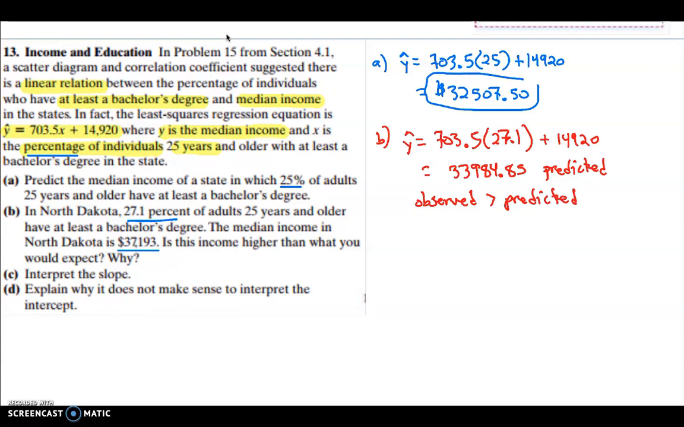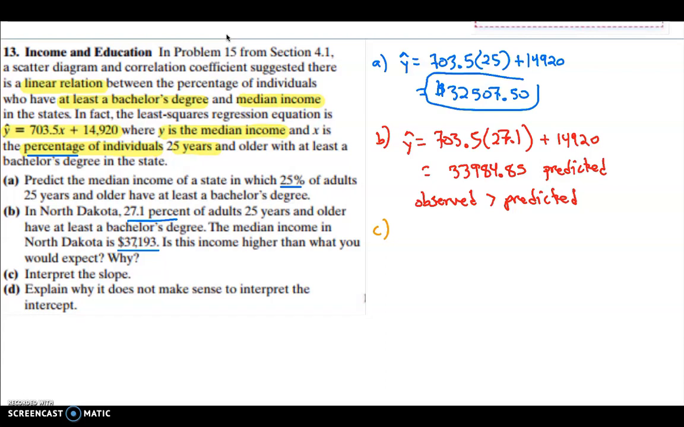So the value of 37,193 is quite a bit higher than we predicted. One possible reason is that there have been a lot of jobs created over the last decade in North Dakota that are very hands-on, intensive, and not all of them require a bachelor's degree, but they do require a significant amount of skill. So that could be one explanation as to why. I'm not an expert in North Dakota, but that's just my observation based off of a few things that I have heard about North Dakota.